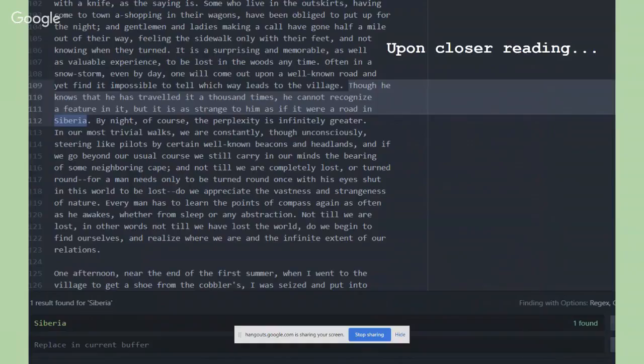foreignness or unfamiliarity. So he says, though he knows that he's traveled it 1,000 times, in reference to a path in the woods around the pond, he cannot recognize the feature in it, but it is as strange to him as if it were a road in Siberia. So it's interesting that the one time he chooses to properly name the place, it is directly antithetical to the whole familiarity aspect of writing with such a sense of place.